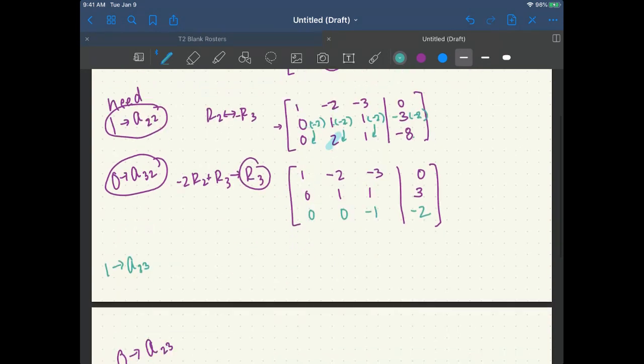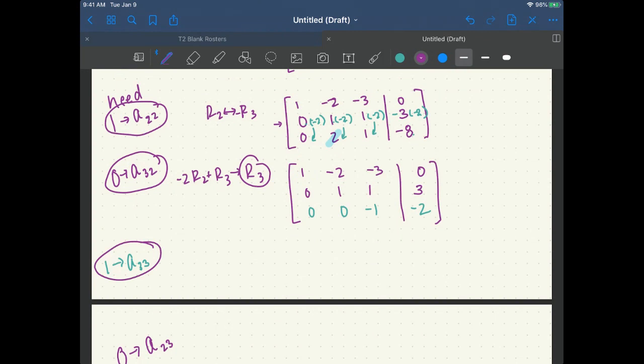All right, next up on our wants is for the 3, 3 entry to be a 1. Our goal is to get a diagonal of 1s here so that we have 1x, 1y, and 1z.